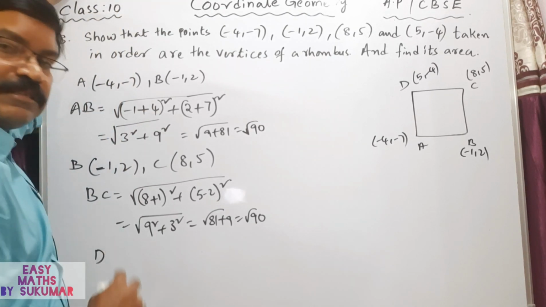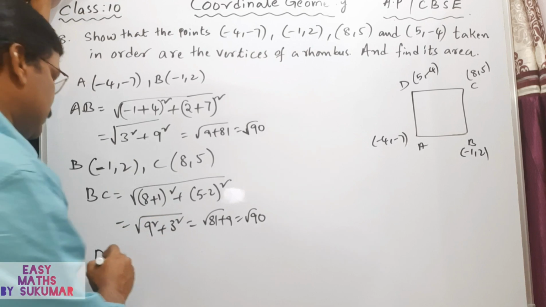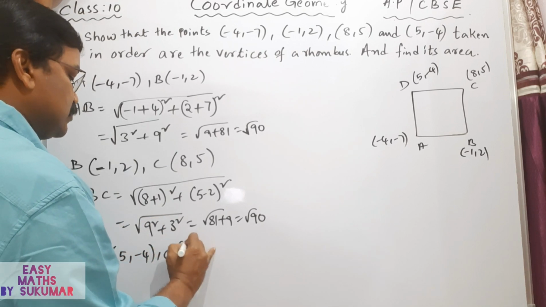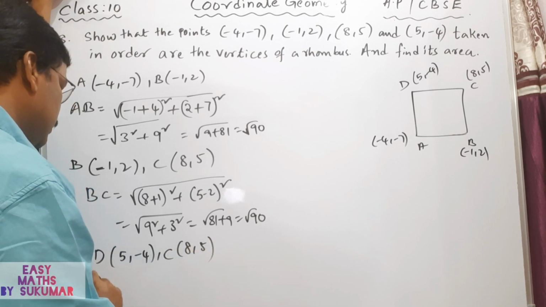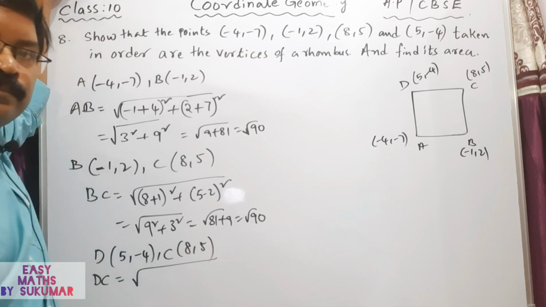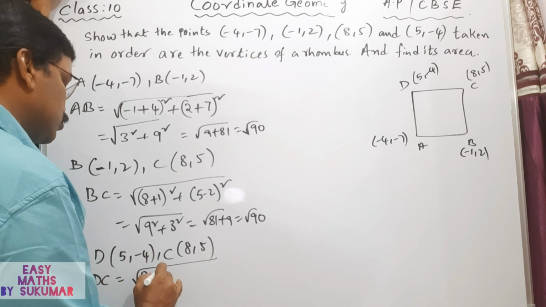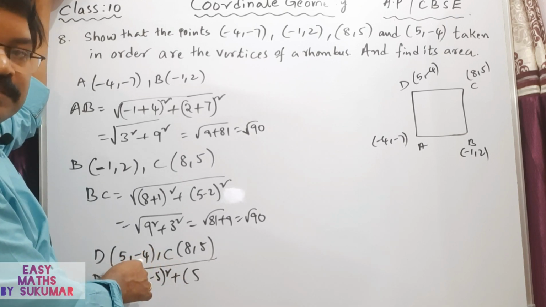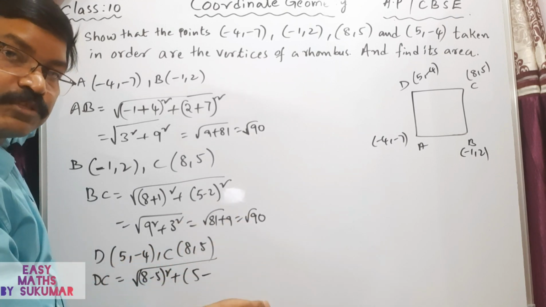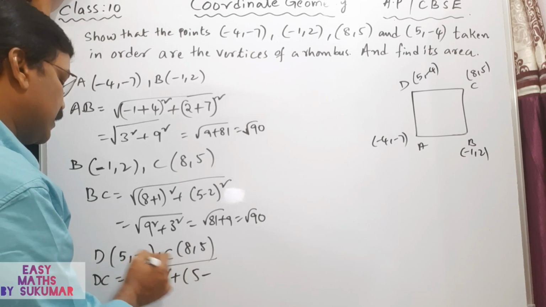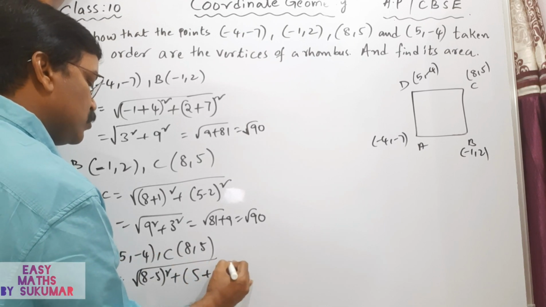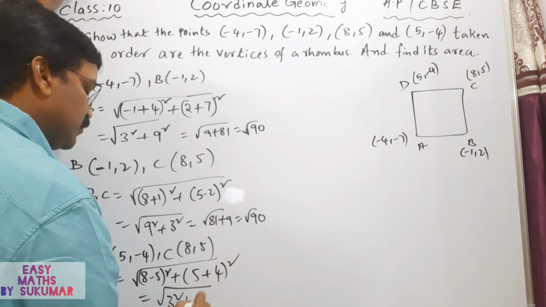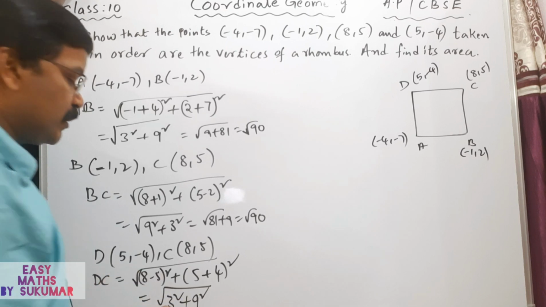D is, what are the vertex of D? 5 comma -4, and C is 8 comma 5. So DC is equal to root of 8 minus 5 whole square plus 5. Here minus is there. In the formula also minus is there. So this minus plus 4 whole square. So 8 minus 5 is again 3 square plus 5 plus 4 is 9 square. Okay, 3 square is 9.